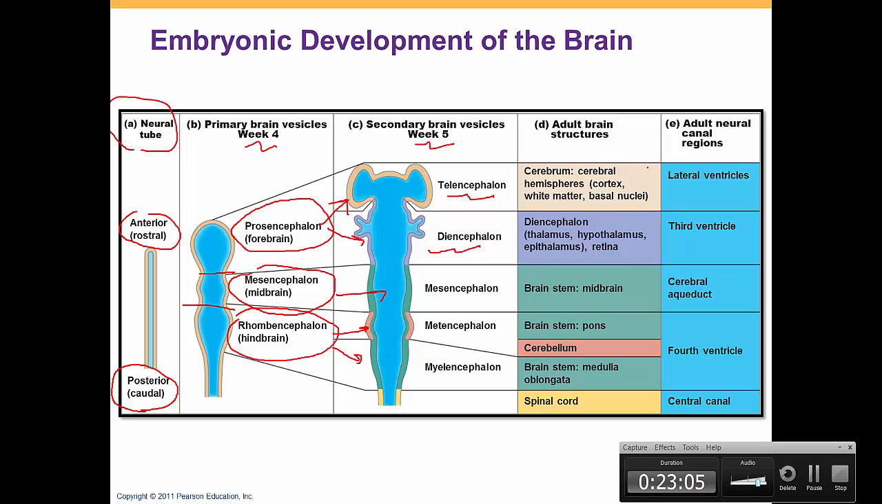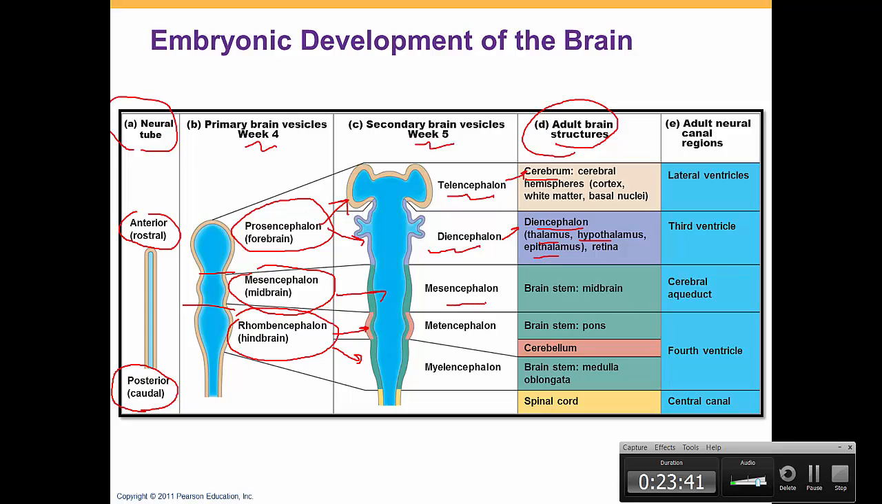Now what happens? Well, these ones will become larger and they will do some folding and they will give you different structures. So what are the adult structures that come out of these ones? I want you to know that telencephalon gives you the cerebrum, which is the biggest part of your brain. The diencephalon gives you different structures. We'll call them together the diencephalon. And they're very easy to know because it gives you the thalamus, hypothalamus, and epithalamus.